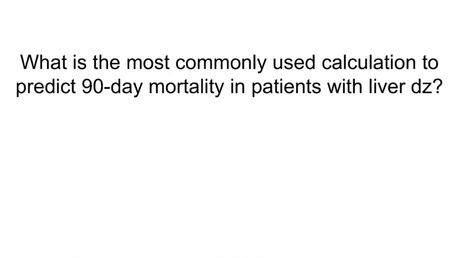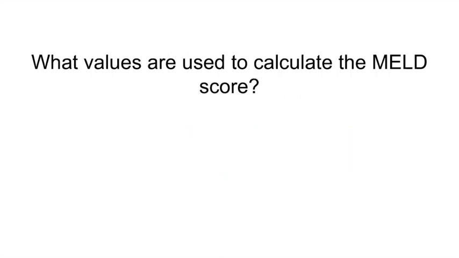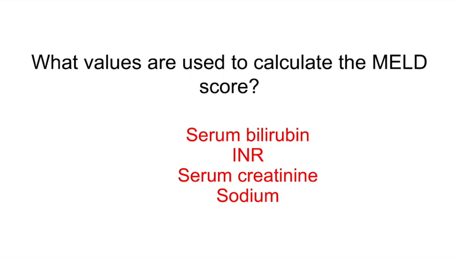What is the most commonly used calculation to predict 90-day mortality in patients with liver disease? Model for end-stage liver disease or MELD. What values are used to calculate the MELD score? Serum bilirubin, INR, serum creatinine, sodium. So the MELD score has largely replaced the Child-Pugh score, which predicted 1 to 2 year mortality.